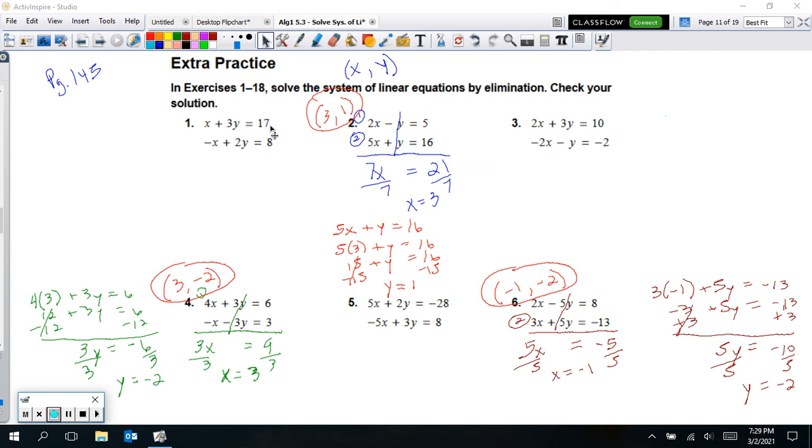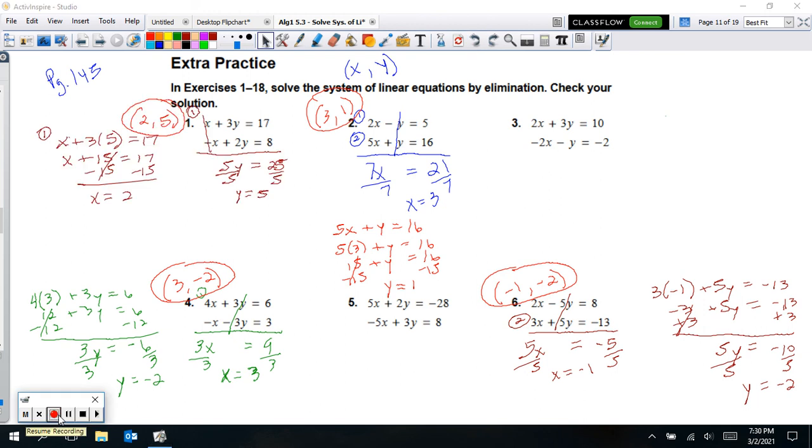Alright, hopefully you've paused the video and now you're playing it again to check your answers for 1, 3, and 5. So here's our answer for 1. You should have got positive 2, positive 5. X is 2 and y is 5. So here's how you can do it. You can see the work there for that one.